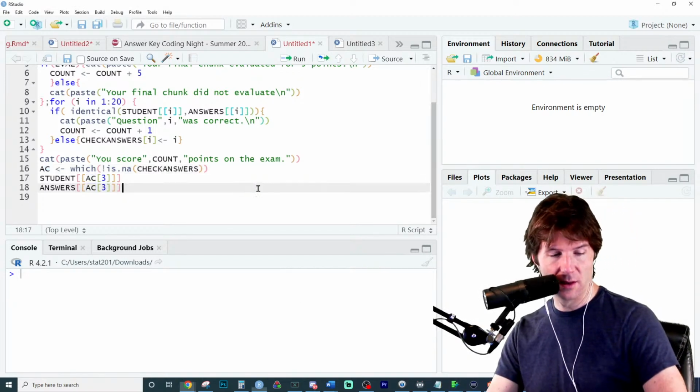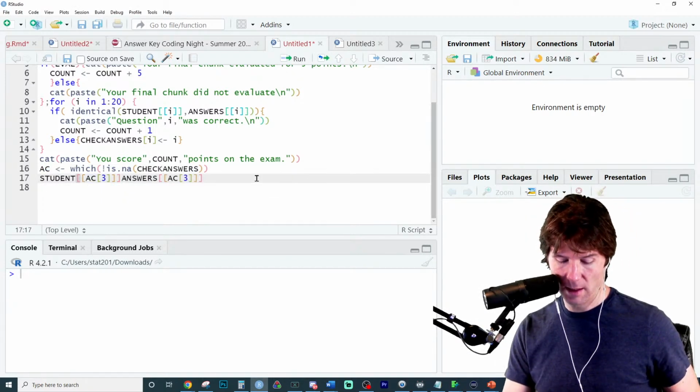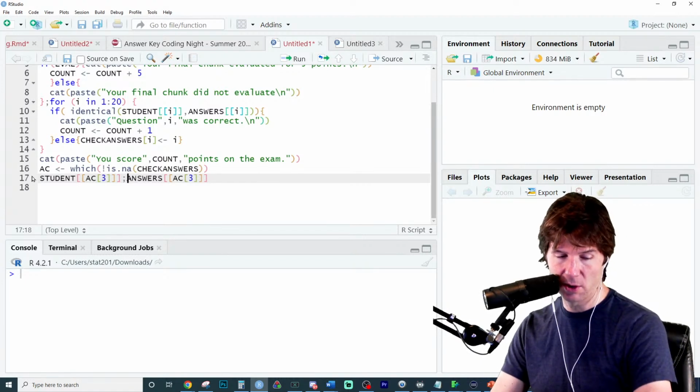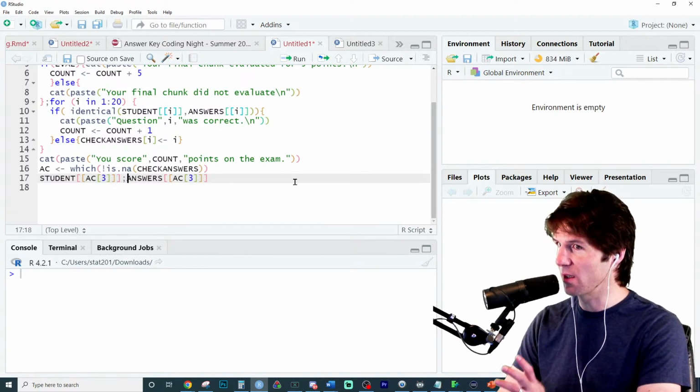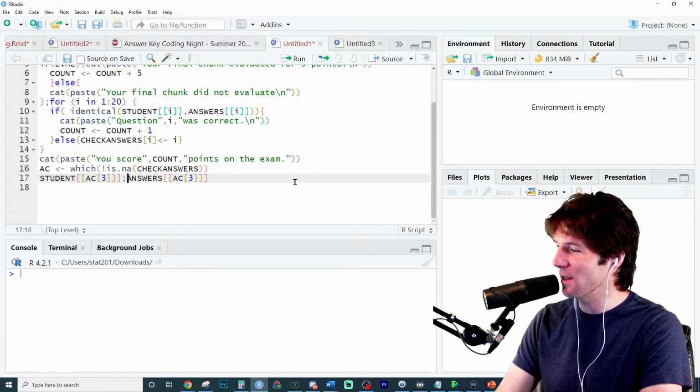I probably should just append these right here. It's going to be the best way to look at it. Run them both together so I can see what the student answered and I can see what you answered. I mean, I can see what you answered and I can see what the key says.